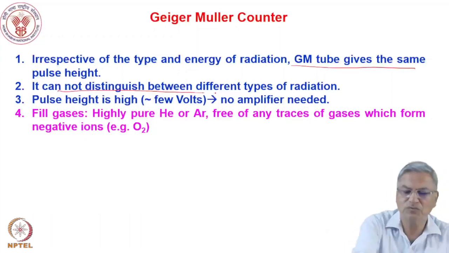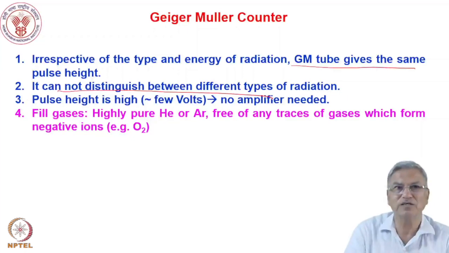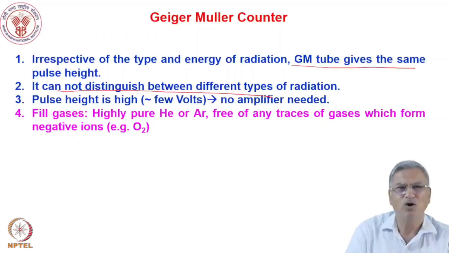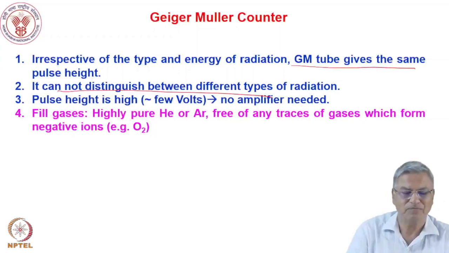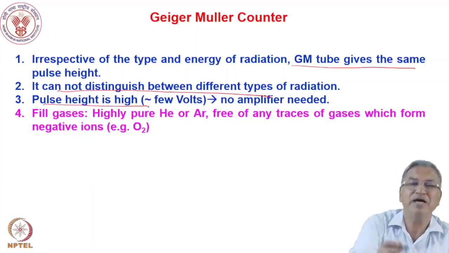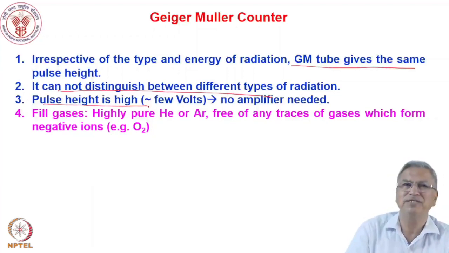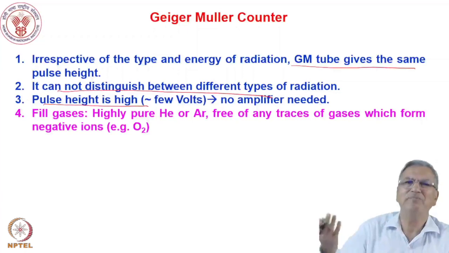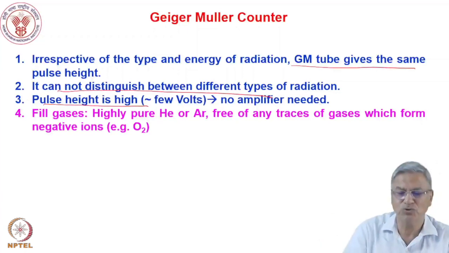Further, it cannot distinguish between different types of radiation, whether it is a single electron, an X-ray, alpha, beta, or even a fission fragment. All of them will give you the same pulse height. But the pulse height is very high, a few volts. You can imagine 0.2 millivolt was the pulse height in an ionization chamber, and now you have a very high multiplication, almost a million times. So you will have a few volts signal, so you don't even need an amplifier, and that is why it becomes very rugged.